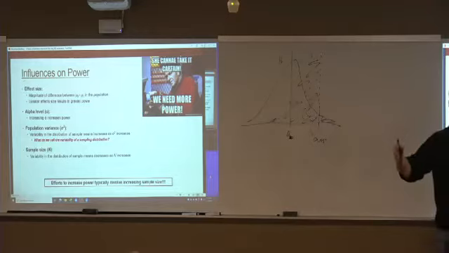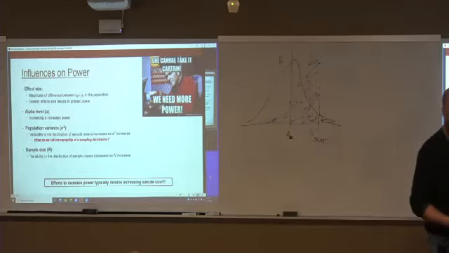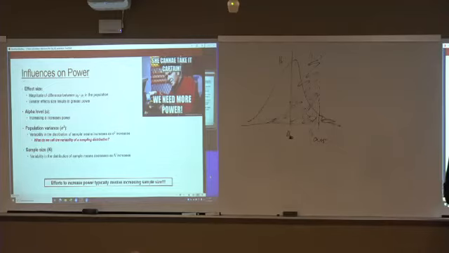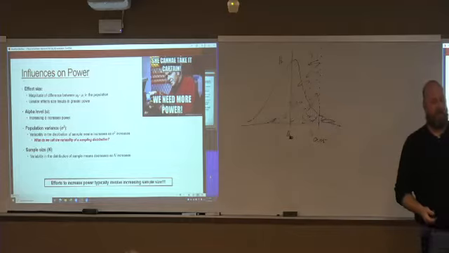And if the difference that I see in my data is much larger than what I would expect for things just jumping around based on sampling error, then I'm taking a larger number and dividing by a smaller number. It's gonna make my t statistic go higher, which is gonna make it more likely for me to reject the null hypothesis.